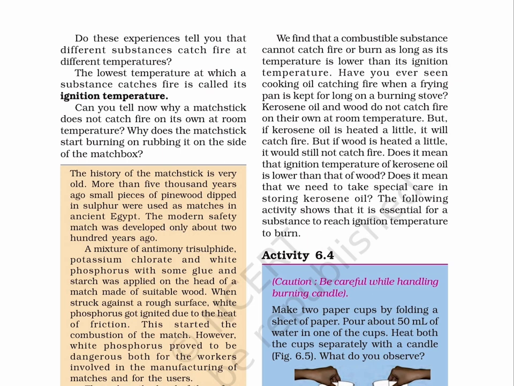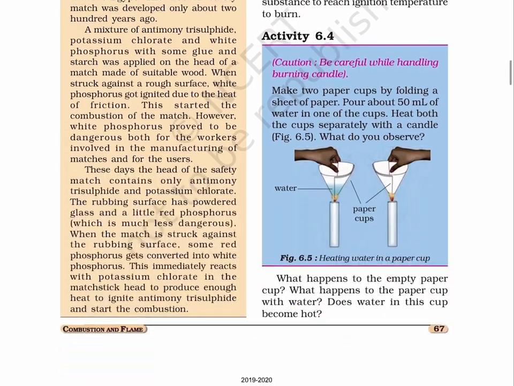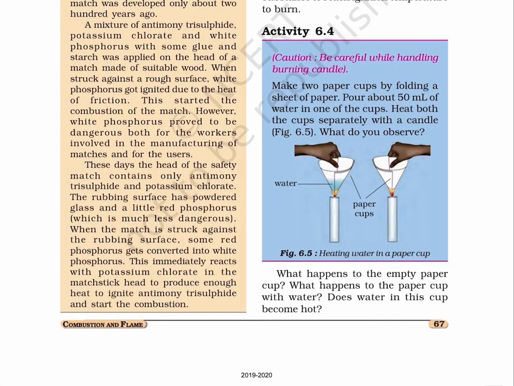The following activity shows that it is essential for a substance to reach ignition temperature to burn. Activity 6.4. Caution: be careful while handling a burning candle. Make 2 paper cups by folding a sheet of paper. Pour about 50 ml of water in one of the cups. Heat both the cups separately with the candle as shown in figure 6.5. What do you observe? Figure 6.5. Heating water in a paper cup.